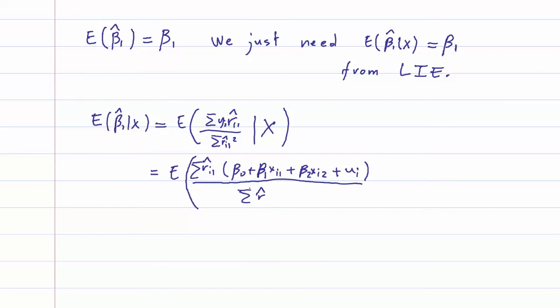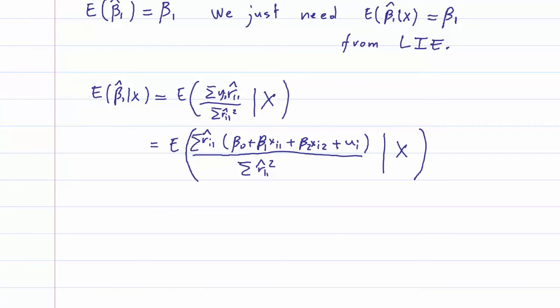I'm just putting at the bottom the sum of the ri1 hat squares. Everything is conditional on x. Let me just write a side note here. It's about the ri1 hat square.